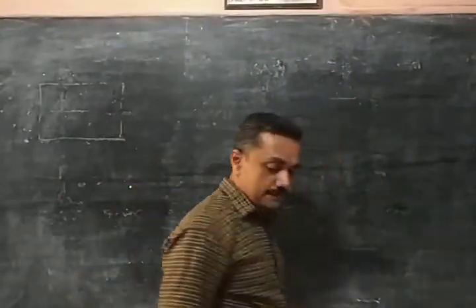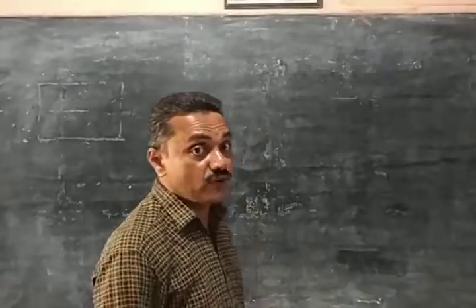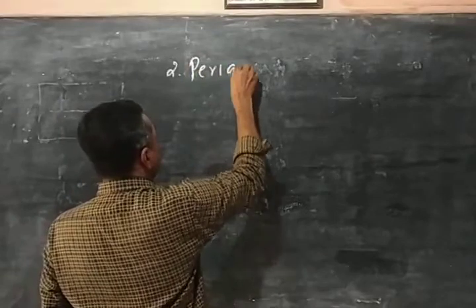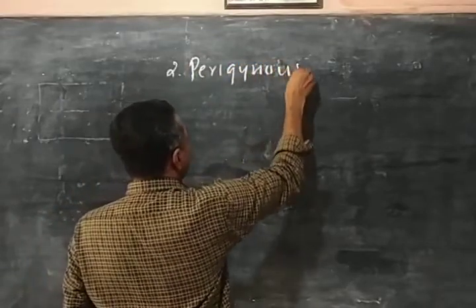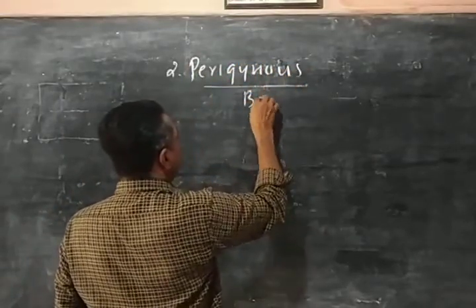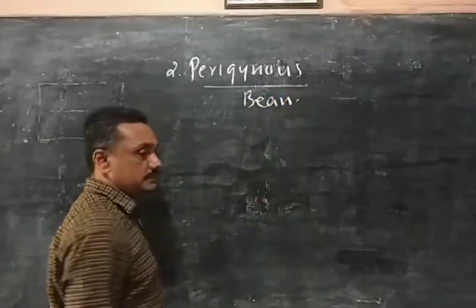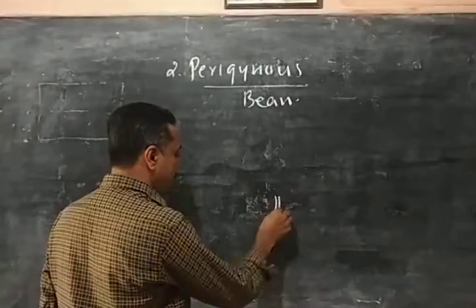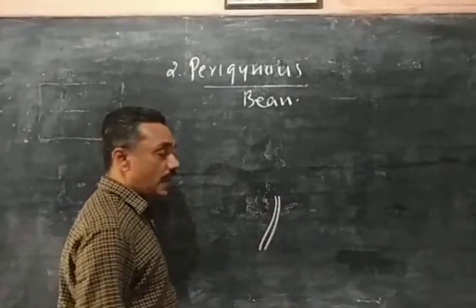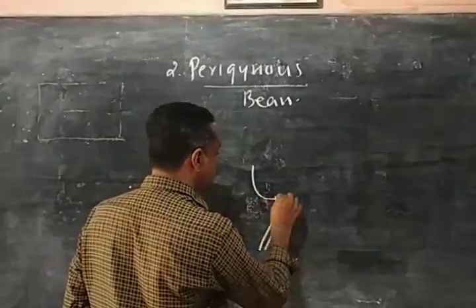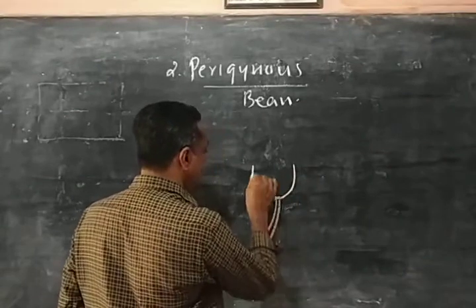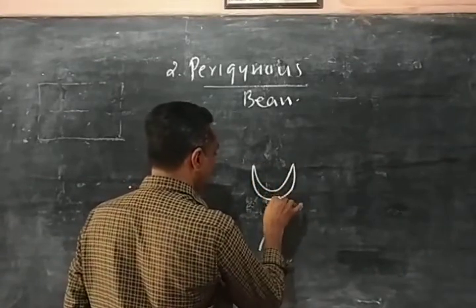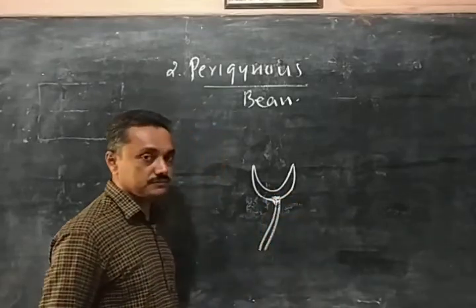See, then comes the perigynous flower. The second type of flower is called a perigynous flower, as in the case of beans or similar plants, the pea plant. I will draw the diagram. The pedicel, the thalamus forms a cup-shaped structure. See? The thalamus forms a cup-shaped structure.